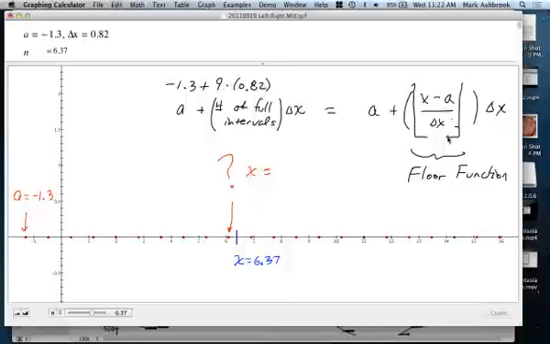Great class. Any questions? You don't need the parentheses, is that what you're asking? Yeah, that's perfectly good. You don't need the parentheses for the floor function once you have it.